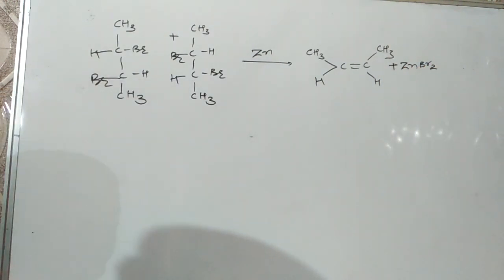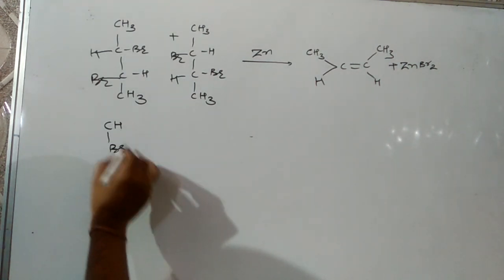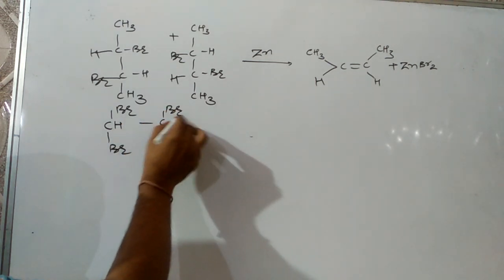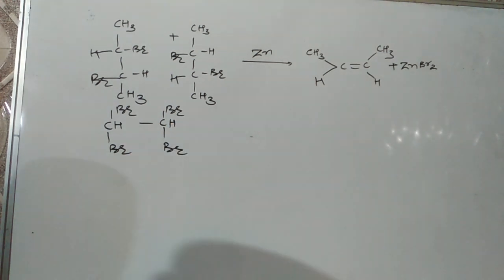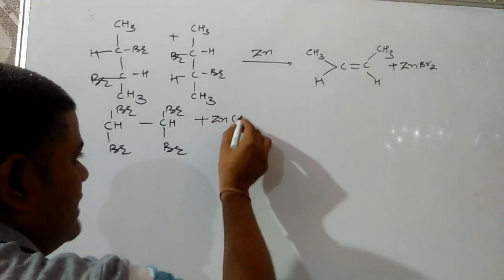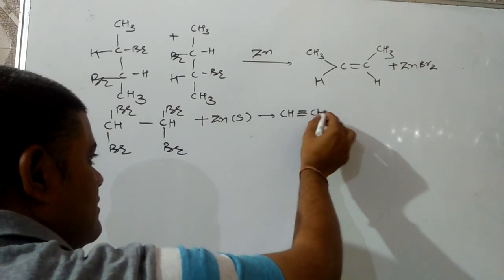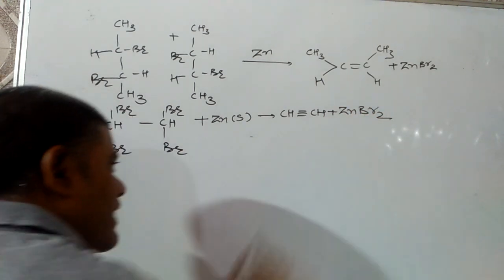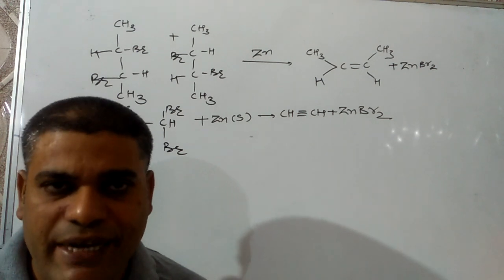In the same way, a question may be there: 1,1,2,2-tetrabromoethane. Then it reacts with zinc metal. Then what happens? Here the product will be alkyne. So here we can say that dehalogenation may take place with the help of zinc metal.